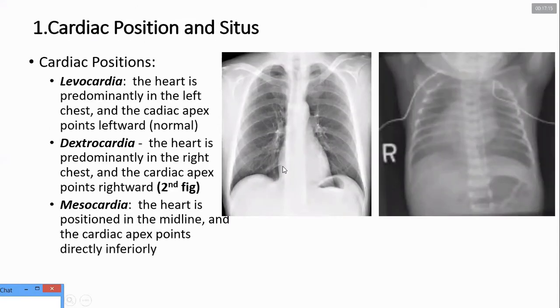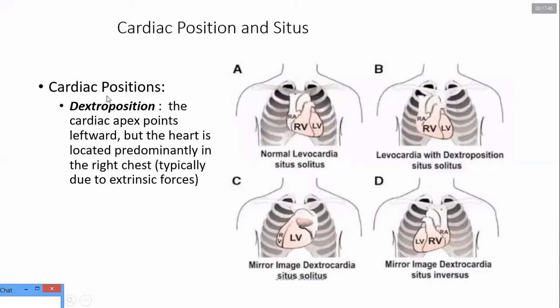Normally two-thirds of the heart is toward the left side, and the cardiac apex is also pointing toward the left side. So this is normal, or levocardia. Second is dextrocardia, in which the major portion of the heart is towards the right side, and the apex is also pointing toward the right side. Then mesocardia, an intermediate type. It can lie on the midline, so there is no clear-cut predominance on the right side or left side, and the apex is also on the midline. So this is mesocardia.